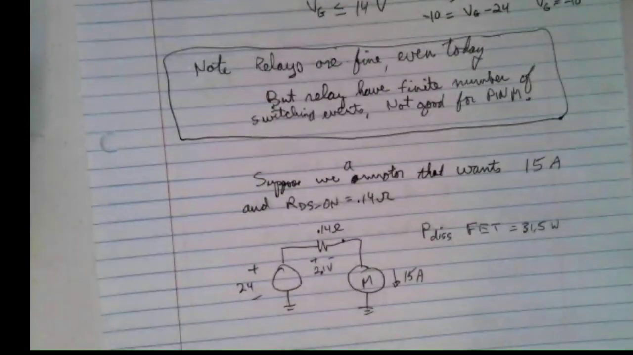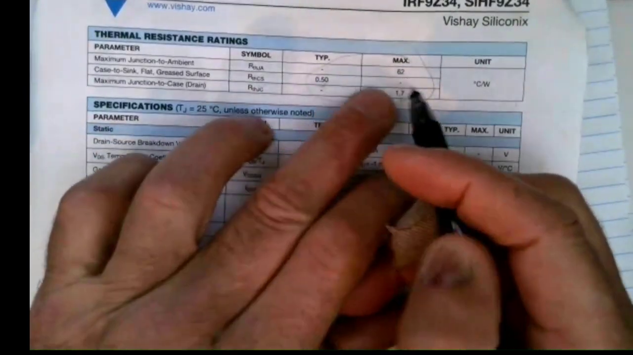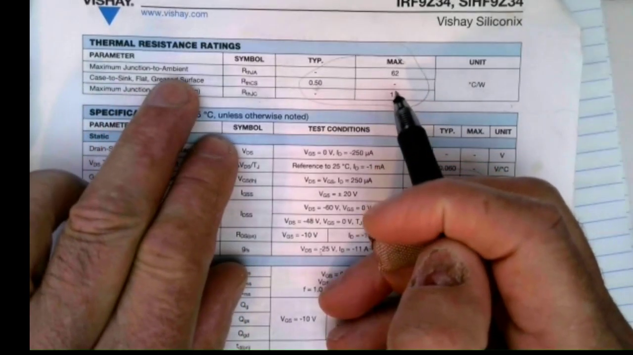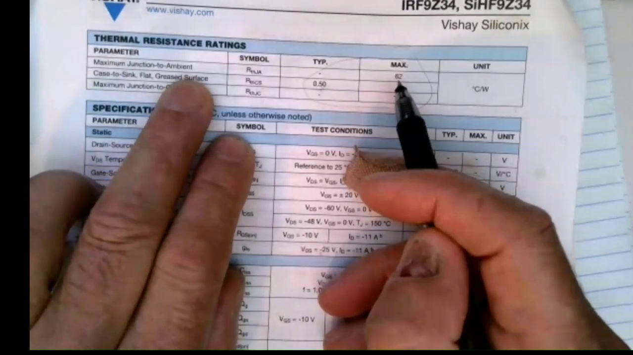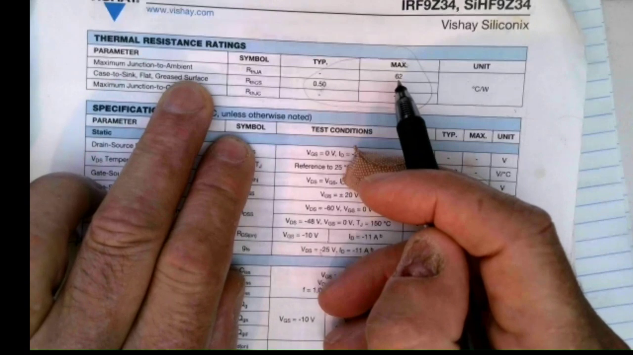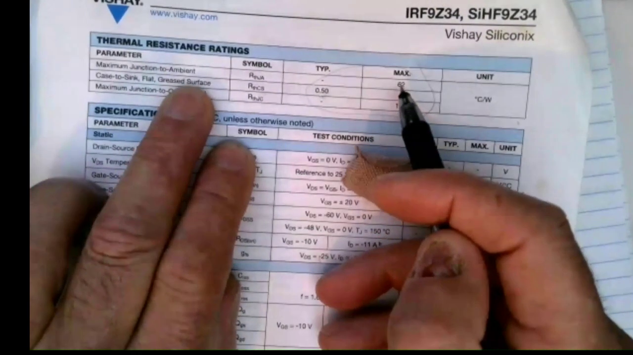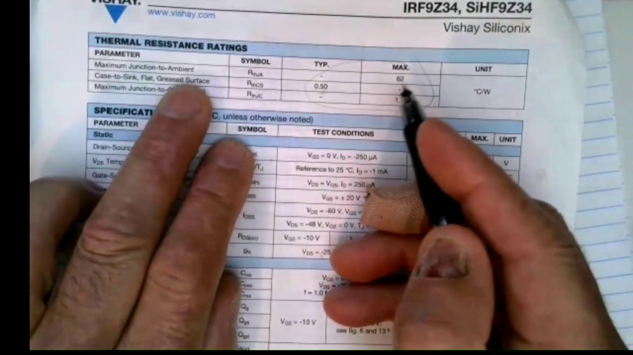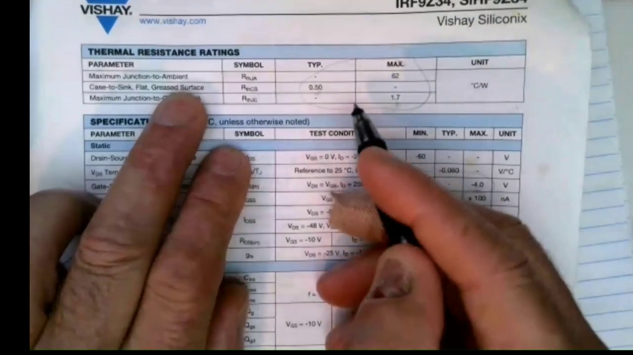So what do we know? Look at this. If you run the thing junction to ambient, 62 degrees C per watt, there is no way you can run the part without a heat sink with that kind of power dissipation, because that implies the junction temperature is going to be 62 times 32 watts hotter than the ambient, and that's too much. Can't do it. But with a heat sink, what do we know?